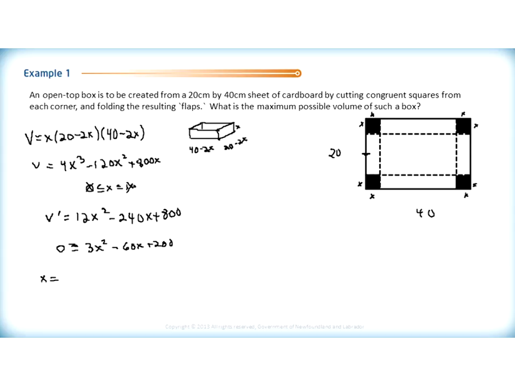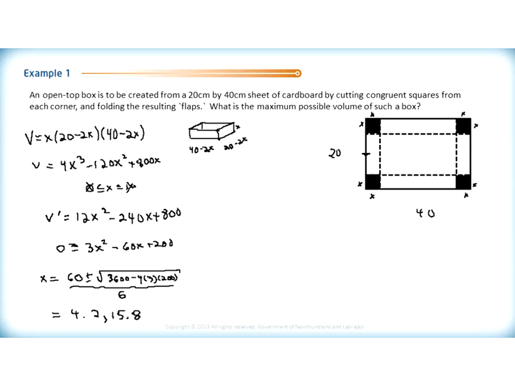So x will be equal to negative b, so 60, plus or minus the square root of b squared. So 60 squared is 3600. And then we're going to subtract 4 times a, which is 3, times c, which is 200. And then all of that has to be divided by 2 times a, which is 2 times 3, or 6. So a handy-dandy calculator is going to be necessary. And it turns out we get roots here of 4.2 and 15.8.